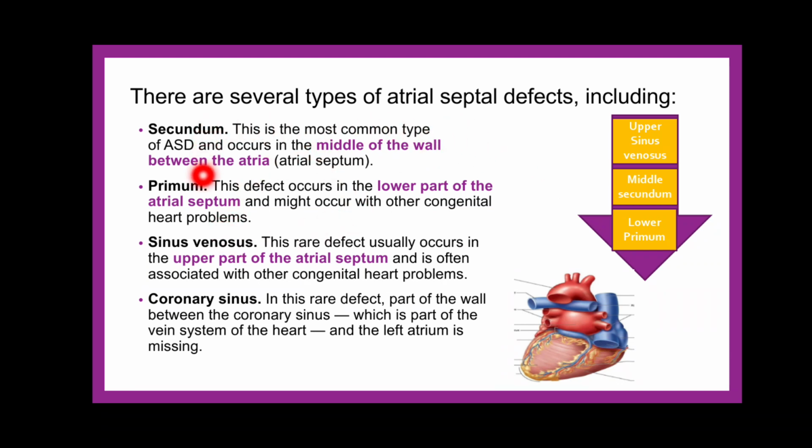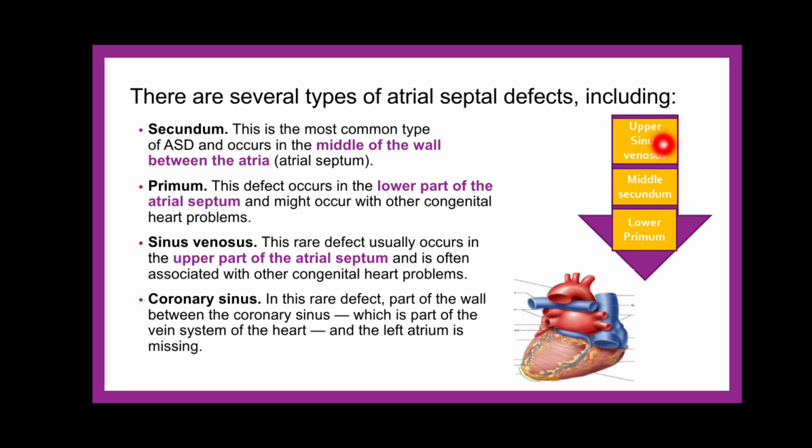Then there are several types of atrial septal defects. If you see the diagram, there are 4 types of atrial septal defects. You can observe the upper region, the middle region and the lower region. Here we have secundum, primum and sinus venosus. If you look at the diagram, it is upper sinus venosus.